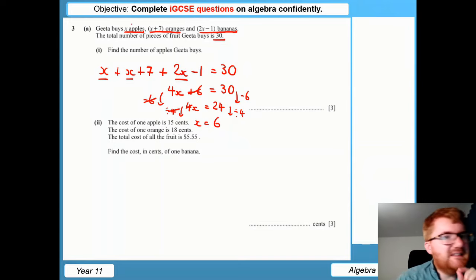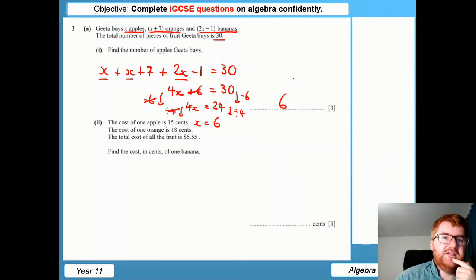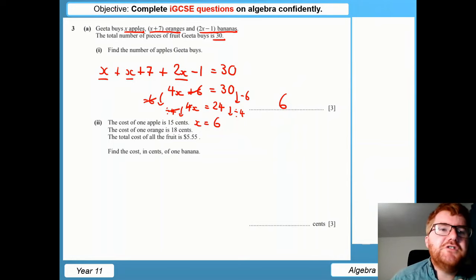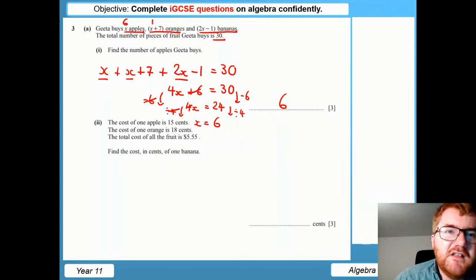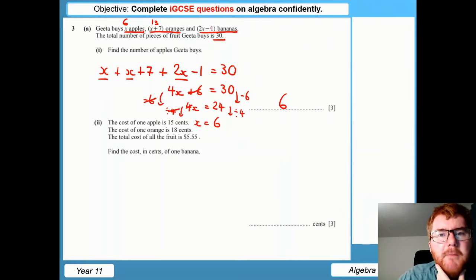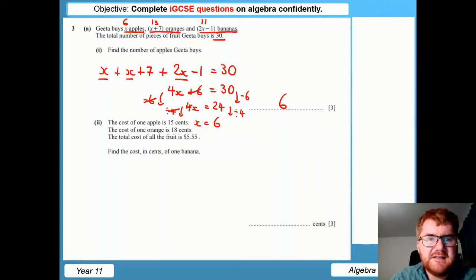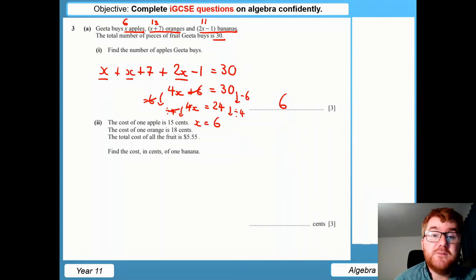Now remember, x itself actually represents the number of apples bought by Gita, so 6 here is our answer. Now before I even do the next part of the question, I would just put in here that this is going to be 6 apples. This here is 6 plus 7, which is 13 oranges. And then 6 times 2 minus 1, that's 11 bananas. So that's going to be useful a bit later on. And substituting in now means we have it ready for the next question.